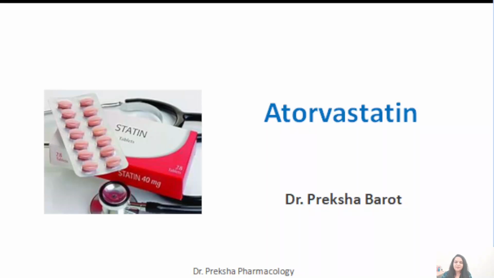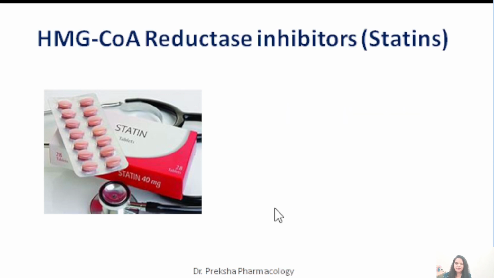Hi everyone. Today we will discuss a very commonly asked drug in exams, that is atorvastatin.